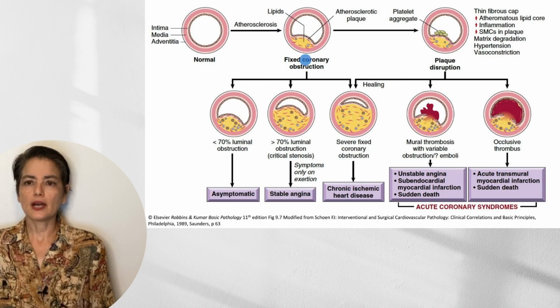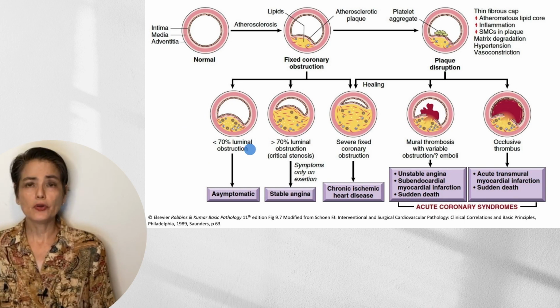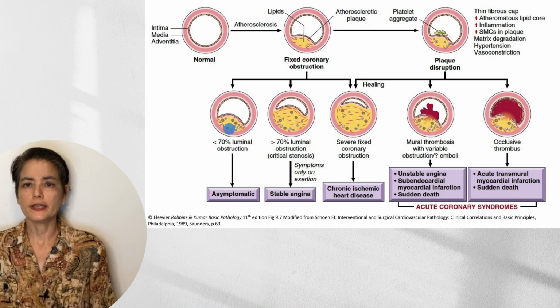Now, this fixed coronary obstruction, if it is less than 70% of the luminal area, is going to be asymptomatic. The patient will be completely unaware that anything is occurring. However, the lumen is narrowed, so if there's a mural thrombus that's dislodged, there's a higher risk of an occlusion here than there is in a healthy vessel.